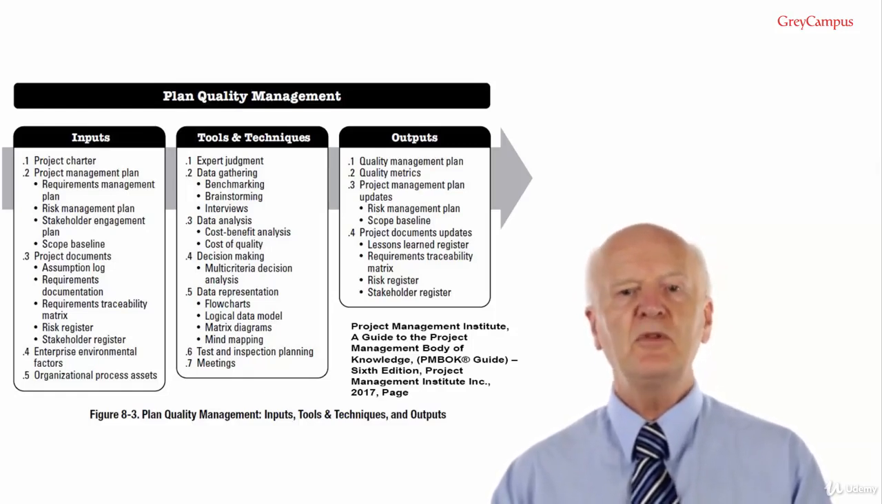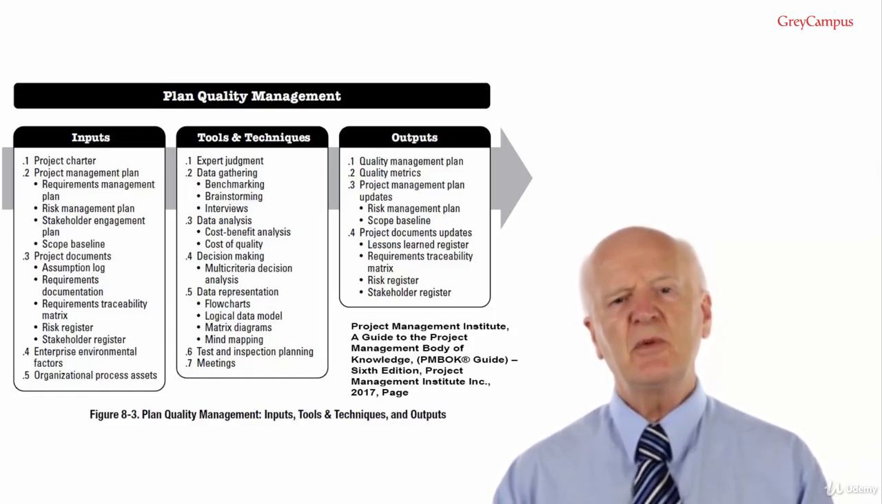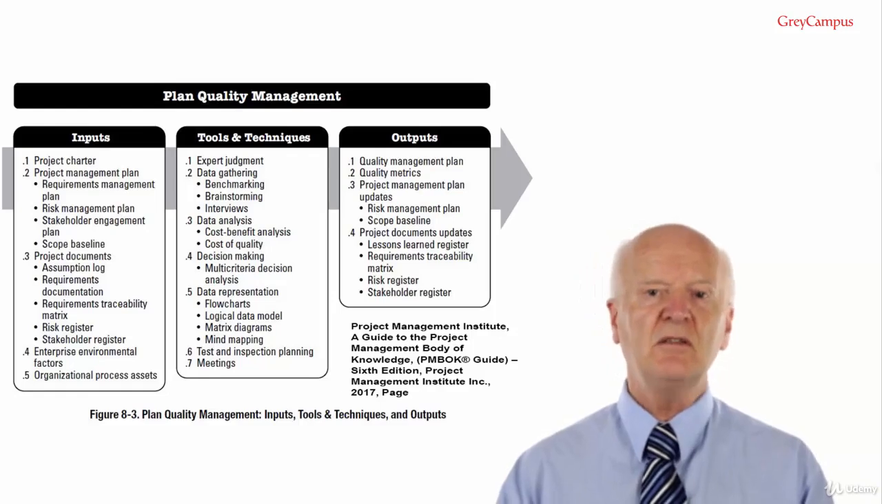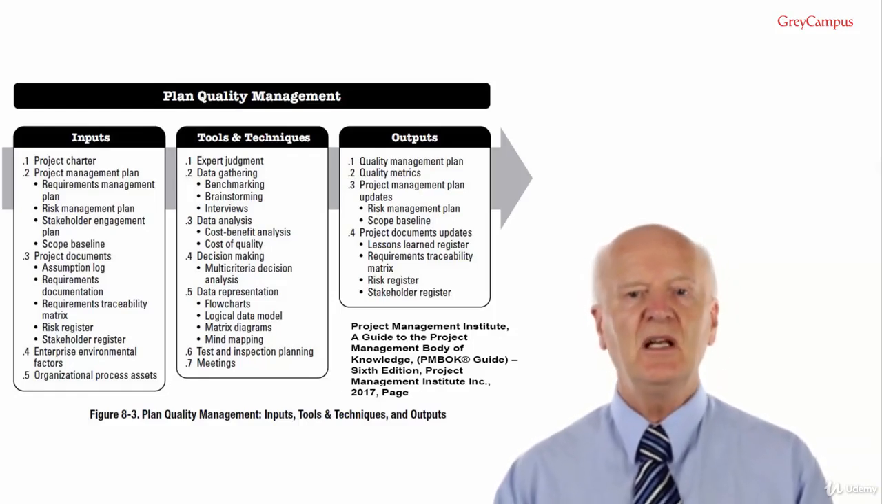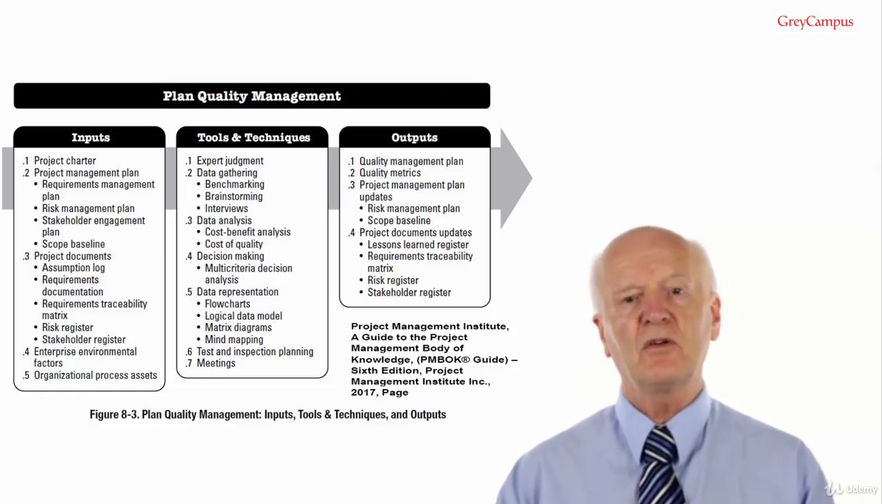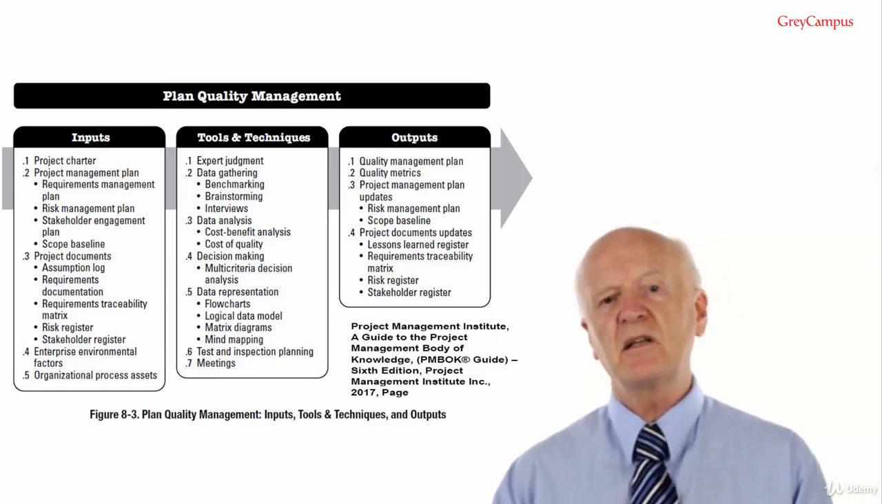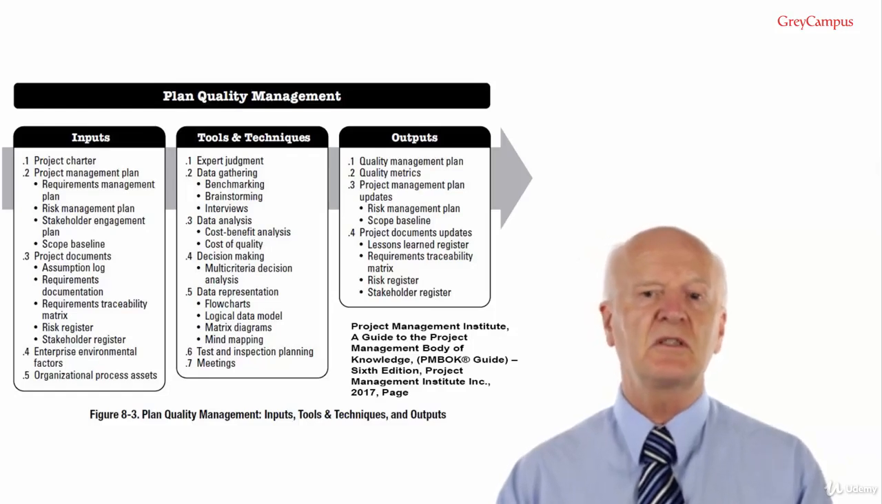Output number 4, project document updates. These would include lessons learned register, requirements traceability matrix, the risk register, the stakeholder register to record additional information on existing or new stakeholders. And that brings us to the end of Plan Quality Management.